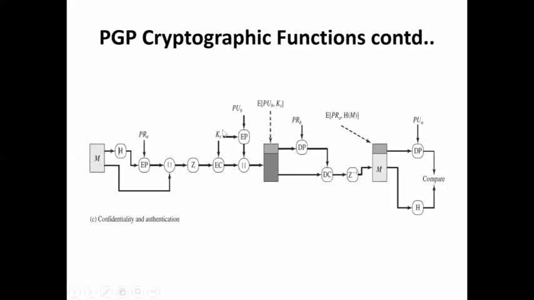Again we're going to encrypt the session key by using the public key of the user B, so that the encrypted session key is going to be appended with the encrypted compressed data. Here which algorithm are we going to use? Symmetric encryption algorithm. And for the session key, which algorithm? Public key encryption algorithm.